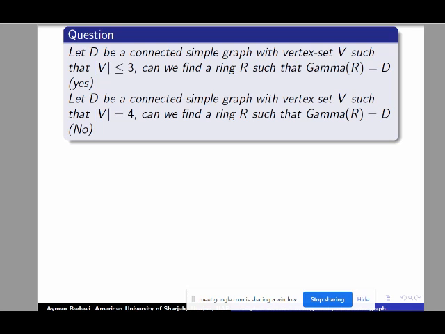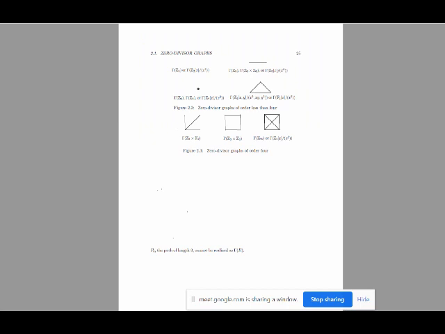But you cannot give me any graph with 4 vertices, connected and simple, and tell me to find the ring where the zero divisor graph of the ring will be the given graph. Okay? So in general, for 4 it will not be correct.